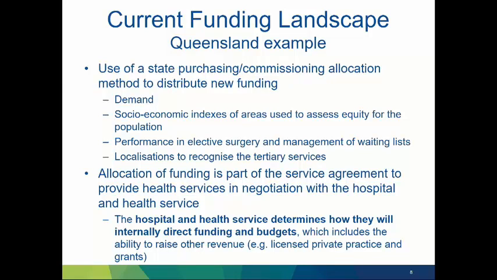So allocation of funding is part of the service agreement to our hospital and health services. This is the same for all public hospitals across the country, and all service agreements are public documents. They can be found on the internet. The hospital and health service then determines how they will internally direct funding and budgets to their own clinical services, which includes the ability to raise other revenue. So, for example, licensed private practice and grants sought.